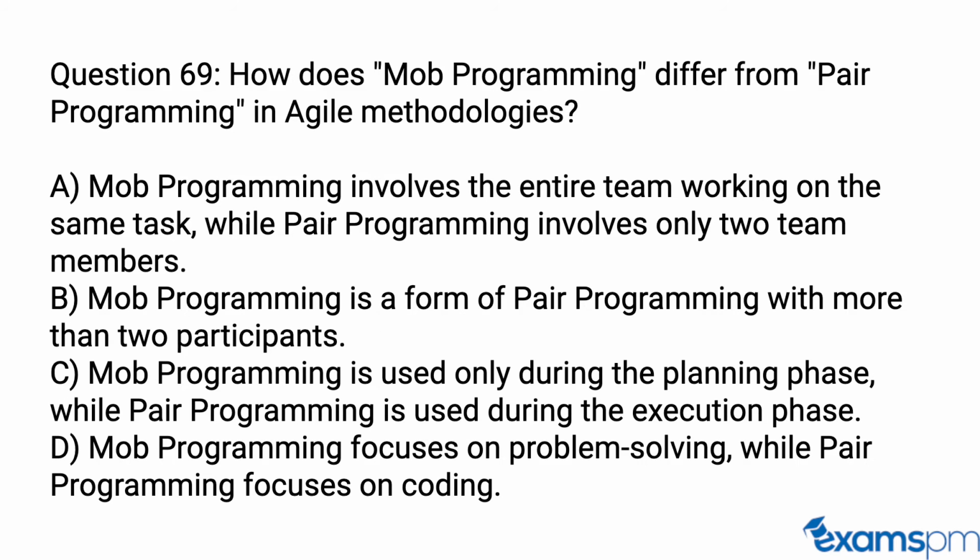Question 69. How does mob programming differ from pair programming in Agile methodologies? A, mob programming involves the entire team working on the same task, while pair programming involves only two team members. B, mob programming is a form of pair programming with more than two participants. C, mob programming is used only during the planning phase, while pair programming is used during the execution phase. D, mob programming focuses on problem solving, while pair programming focuses on coding.